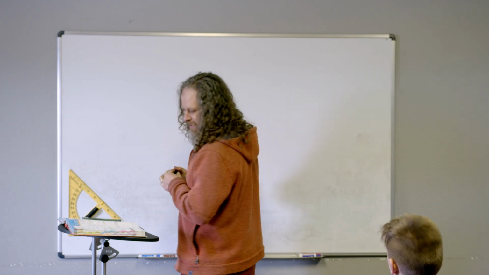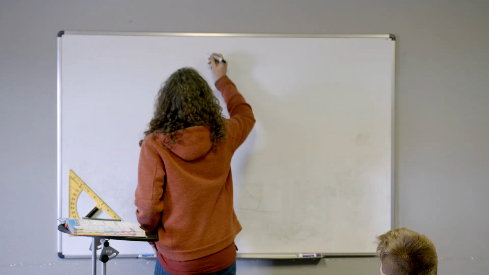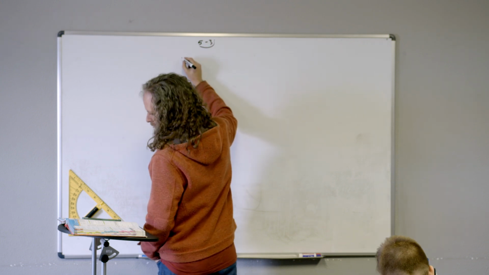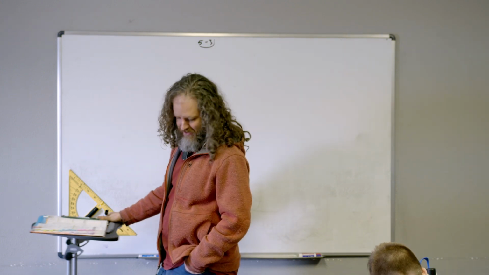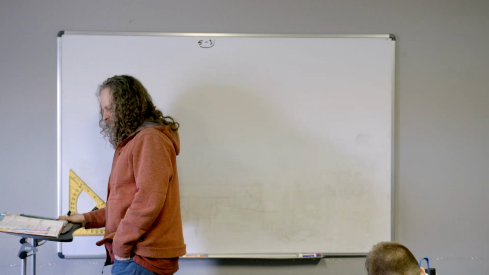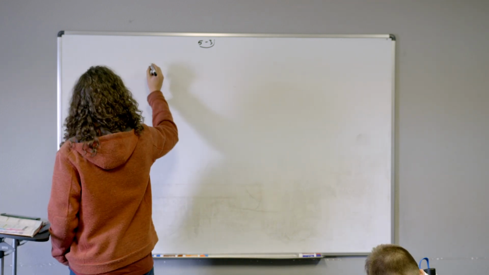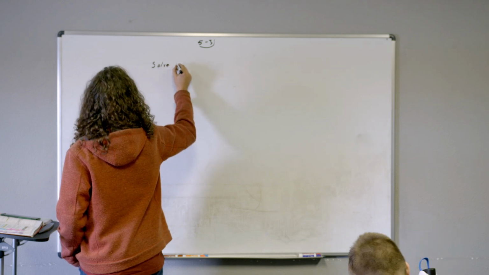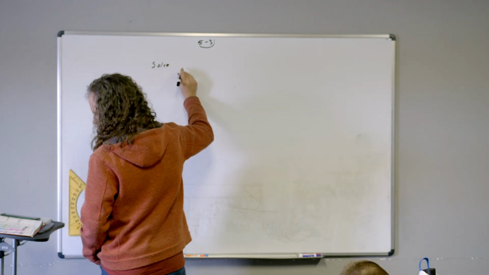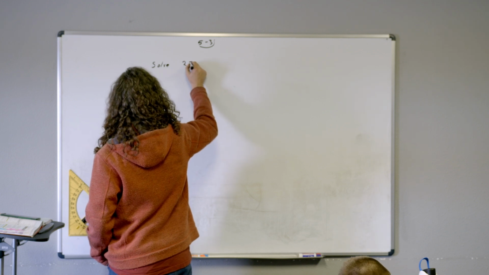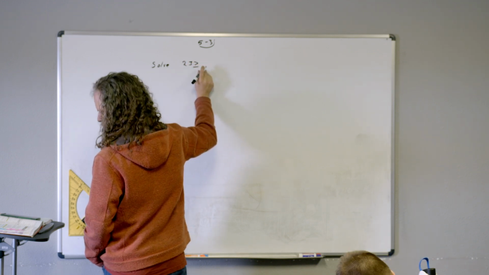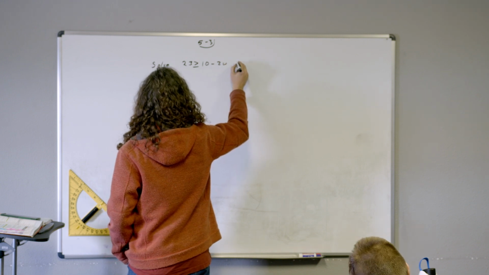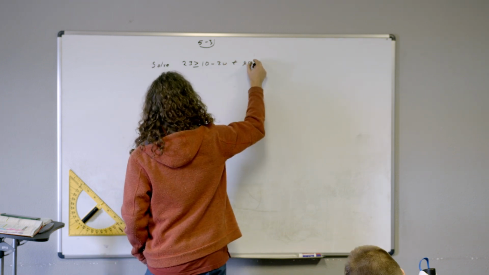Multi-step inequalities. We're going to jump in straight with an example. It's called Solving multi-step inequalities. Okay, we're going to solve this and graph the solution on a number line. Solve 23 greater than or equal to 10 minus 2w and graph the solution.